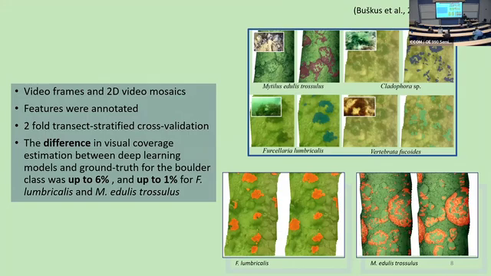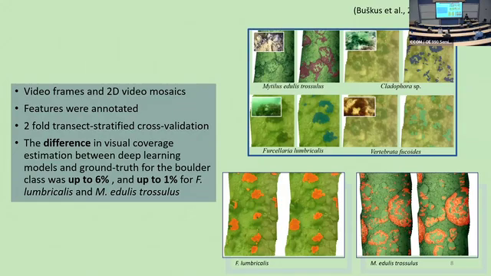Twofold transect stratified cross validation means that we have a 2D underwater video mosaic, and we are training on one side and testing on another. Leave-one-out means that, for example, we have several underwater mosaics. We train on those and then test on one full mosaic. And holdout means that we input some different image that the model has never seen, that's completely different. So the best performance was by twofold transect stratified cross validation.